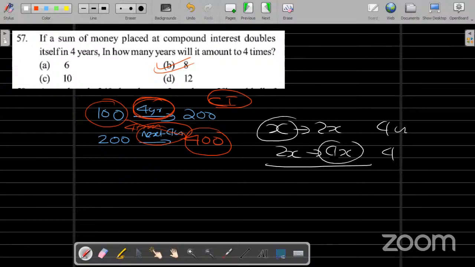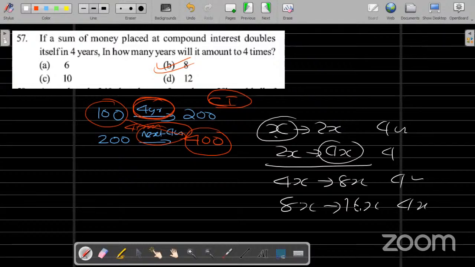Now if the question is in how many years it becomes 16 times, 4x becomes 8x in the next 4 years. 8x becomes 16x in the next 4 years. So x becomes 16x in 4 plus 4 plus 4 plus 4, 16 years. So it becomes 16 times in 16 years. Clear?